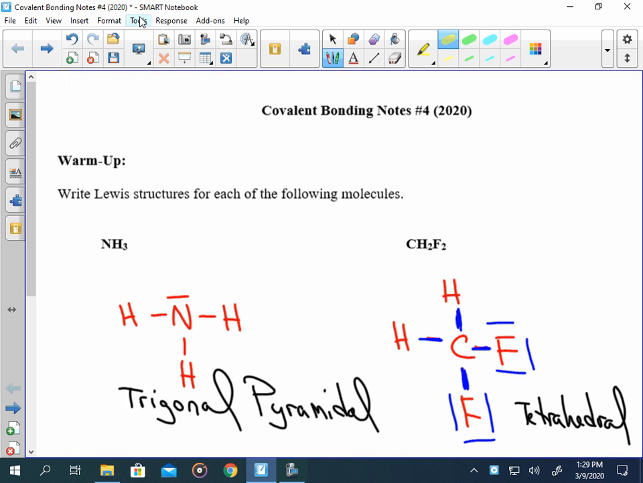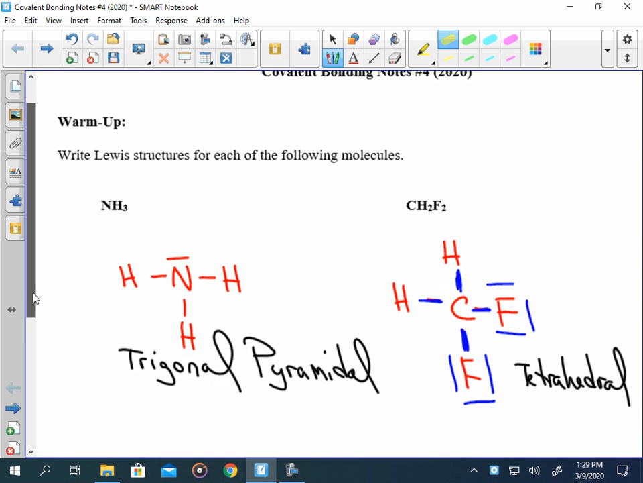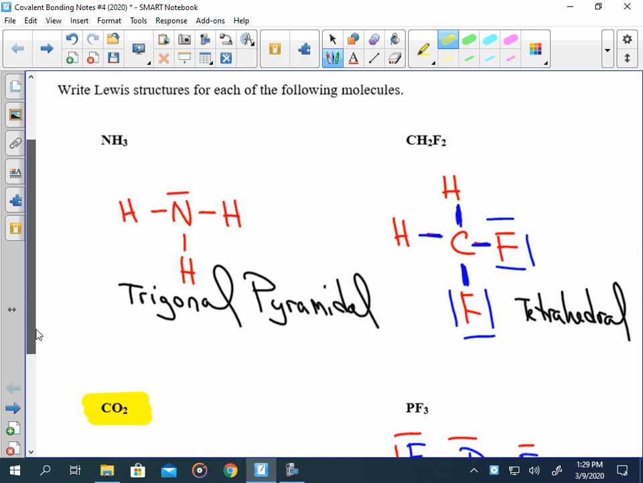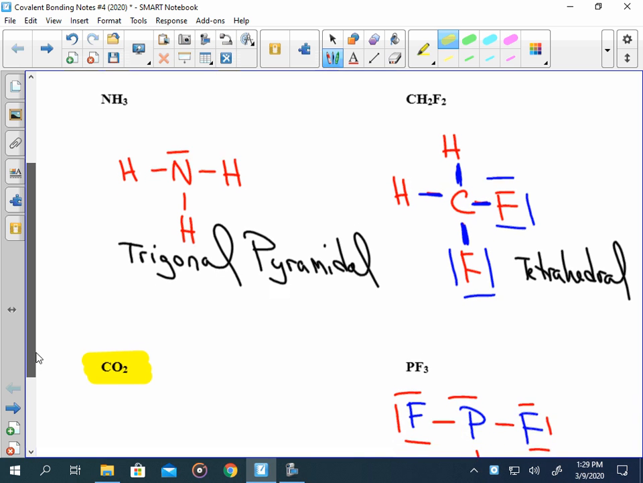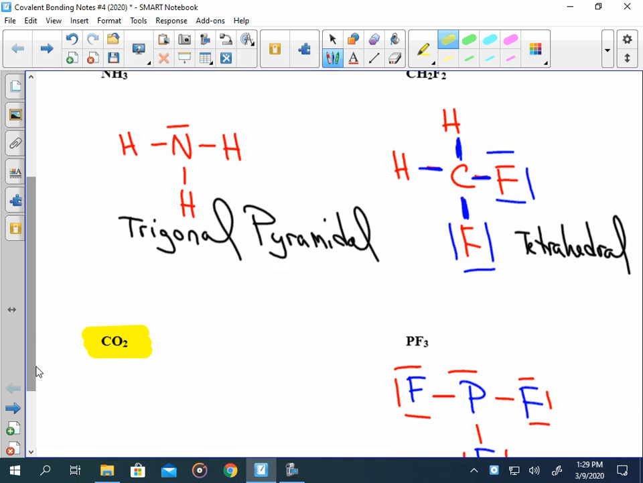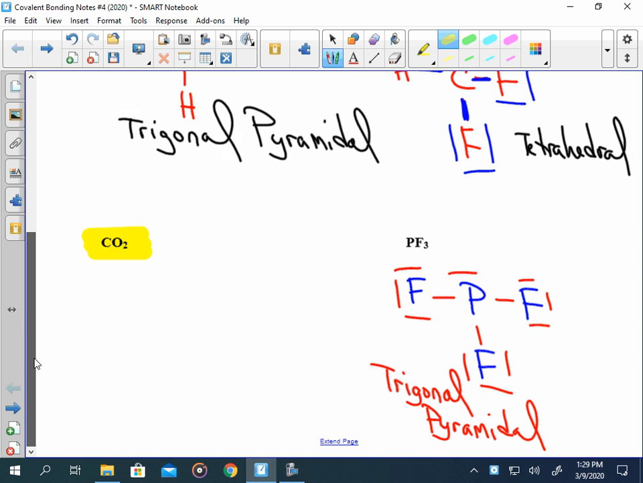Alrighty, in notes number 4, folks have been working on the Lewis structures, and we've added the shapes idea onto each of the 4 Lewis structures. Now, what you see here, great success today with the trigonal pyramidal, the tetrahedral, and then in the lower right, the PF3 is also trigonal pyramidal.